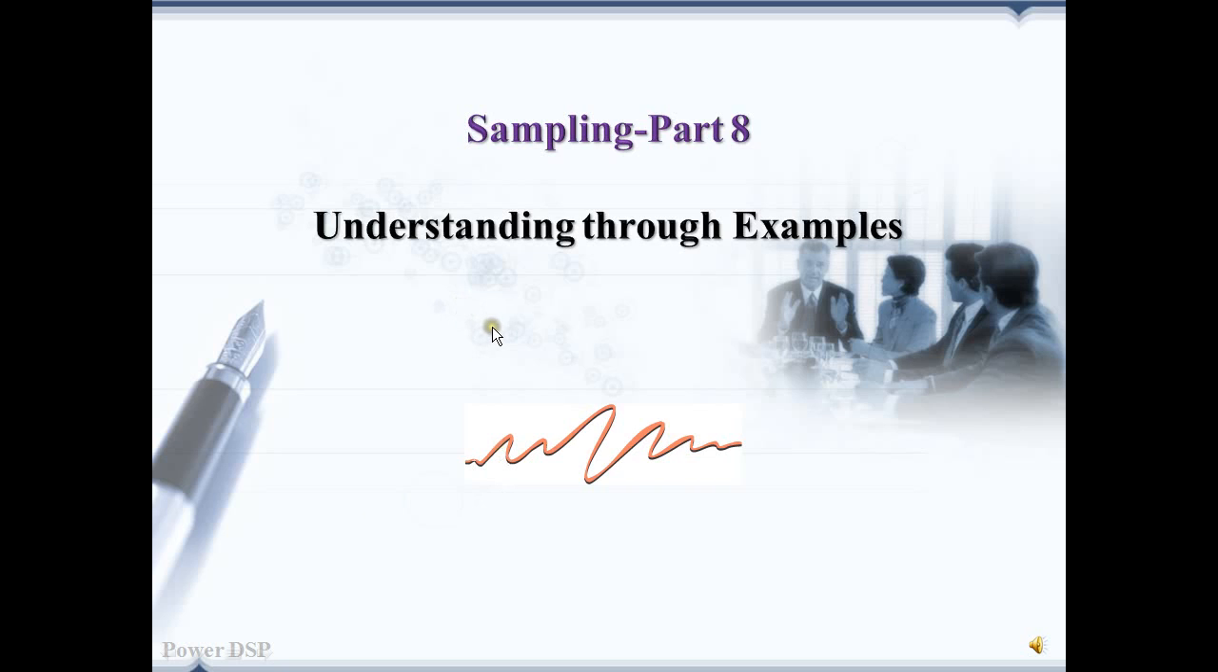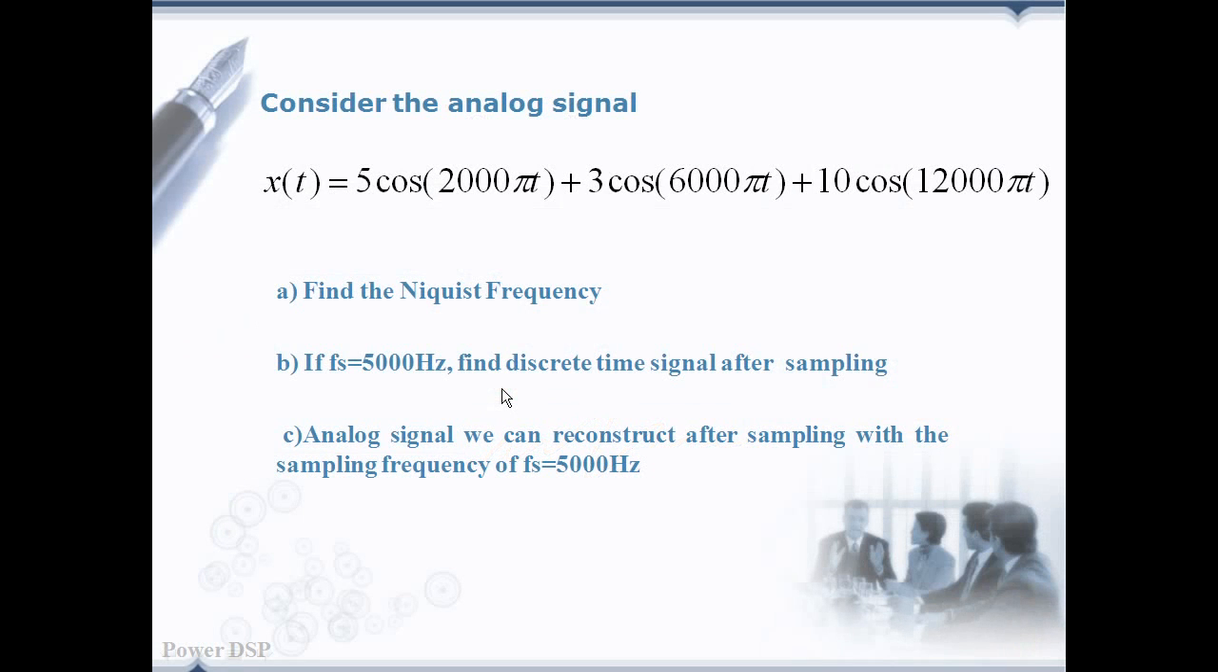In this episode, we are going to see an example to understand how to derive the discrete-time signal from an analog signal and how to reconstruct the analog signal back from the discrete signal for a given sampling frequency. Let's get started. This is our example.